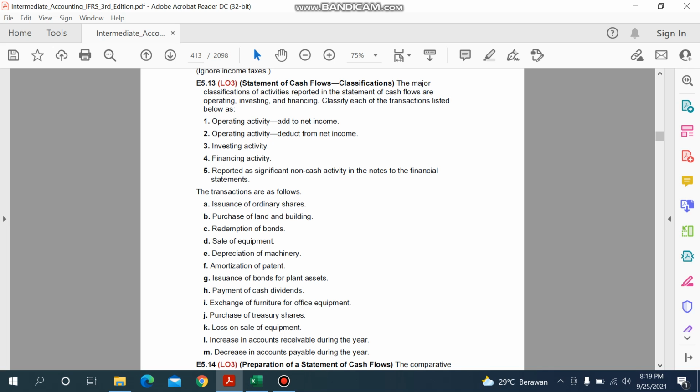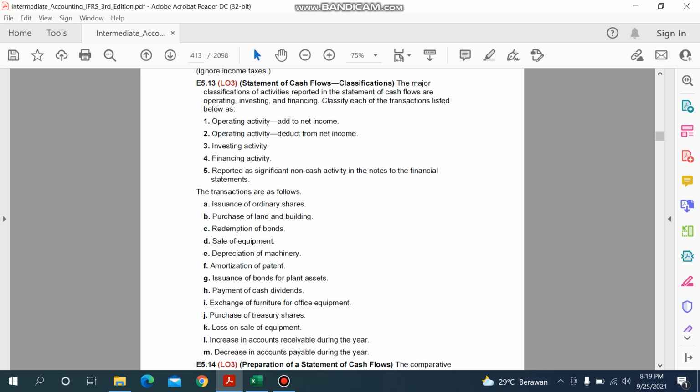The next question is E5.13. The major classification of activities reported in the statement of cash flow are operating, investing, and financing. Classify each of the transactions listed below as: 1, operating activity, add to income; 2, operating activity, deduct from the income; 3, investing activity; 4, financing activity; and 5, reported as significant non-cash activity in the notes to the financial statements.